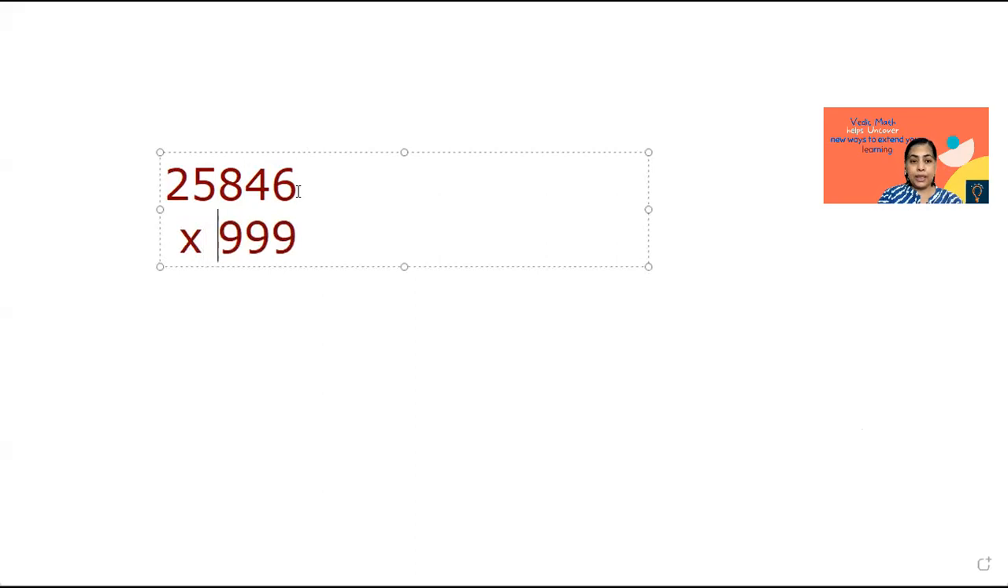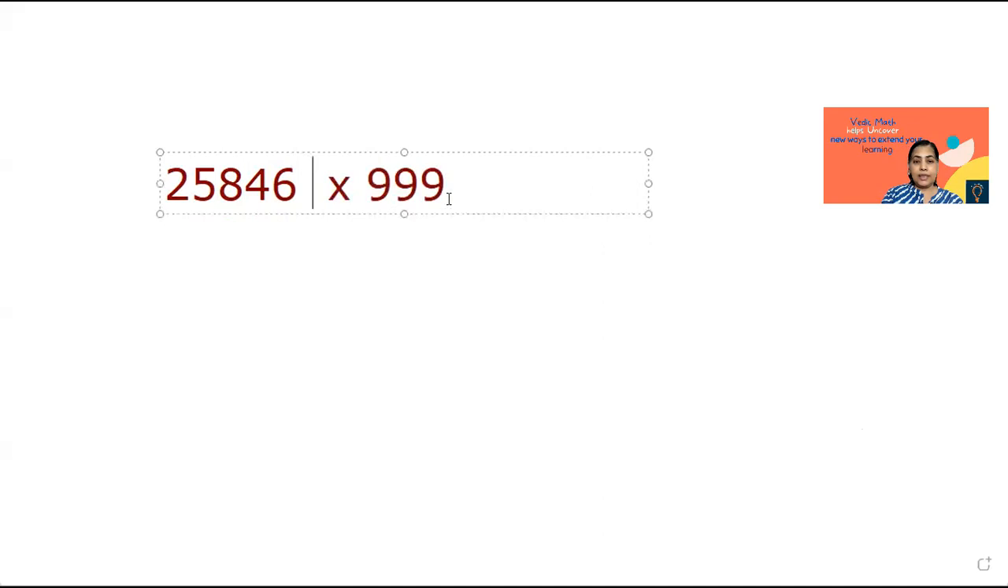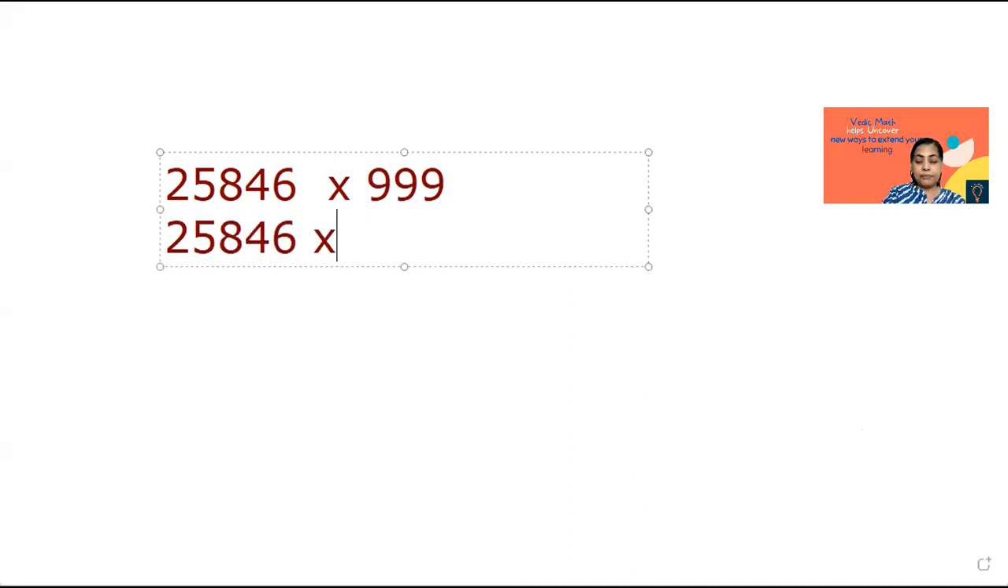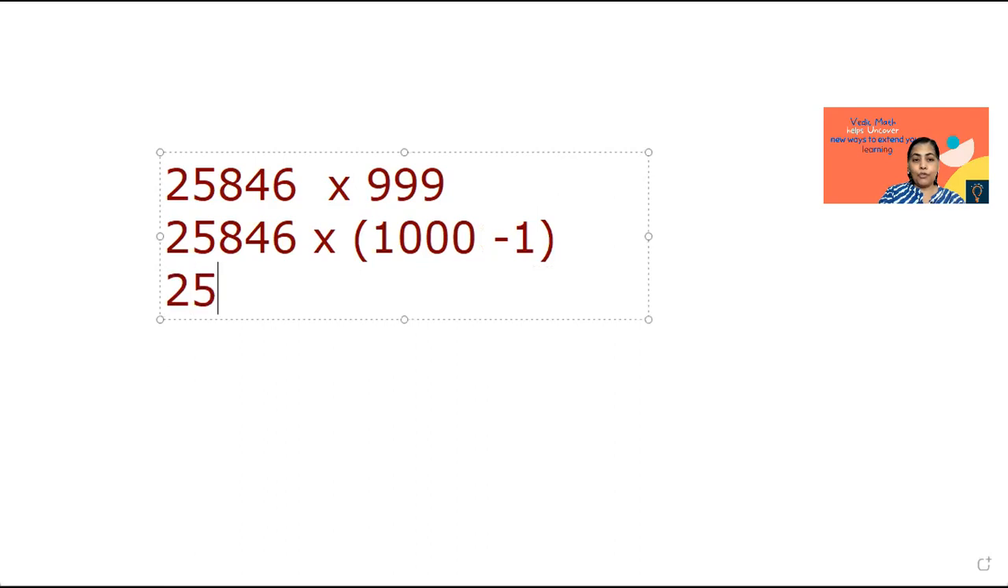And what we are doing is, yes, very simple. We will write the first number as it is, 25846, and we'll multiply it with 999, which can also be written as 1000 minus 1. Here we are. Now next step, 25846. We just need to add 3 zeros behind this and you got the multiplication.